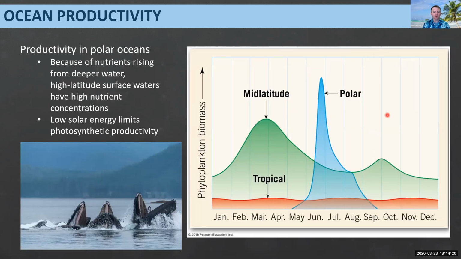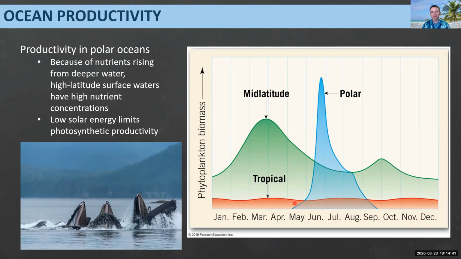So where are the oceans most productive? Where's the productivity happening? Well, if you look, the polar regions have a really productive time right around the summer. And that's because you have all these nutrients rising up. It's called upwelling, which we'll talk about next week. But you have tons of nutrients.